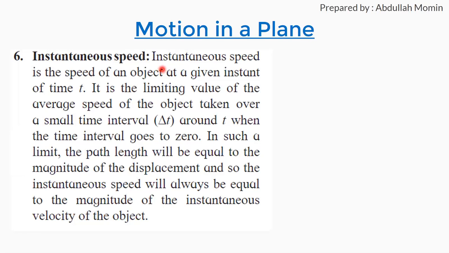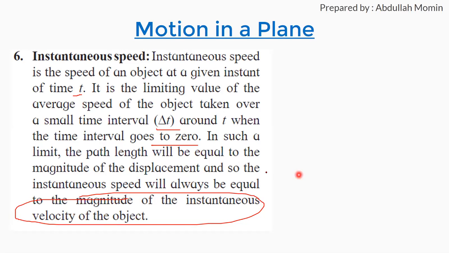Next is instantaneous speed. Instantaneous speed is the speed of an object at a given instant of time t. It is the limiting value of the average speed of the object taken over a small time interval delta t, as the time interval goes to 0. In such a limit, the path length will be equal to the magnitude of displacement. And so the instantaneous speed will always be equal to the magnitude of instantaneous velocity. So the magnitude of instantaneous velocity is nothing but instantaneous speed.